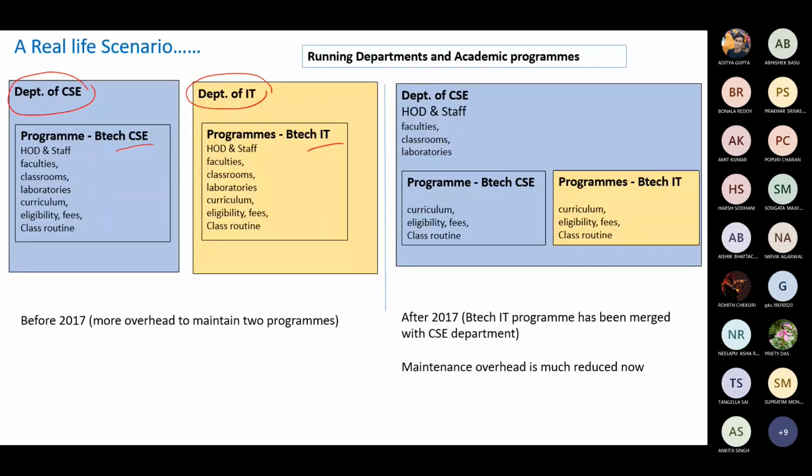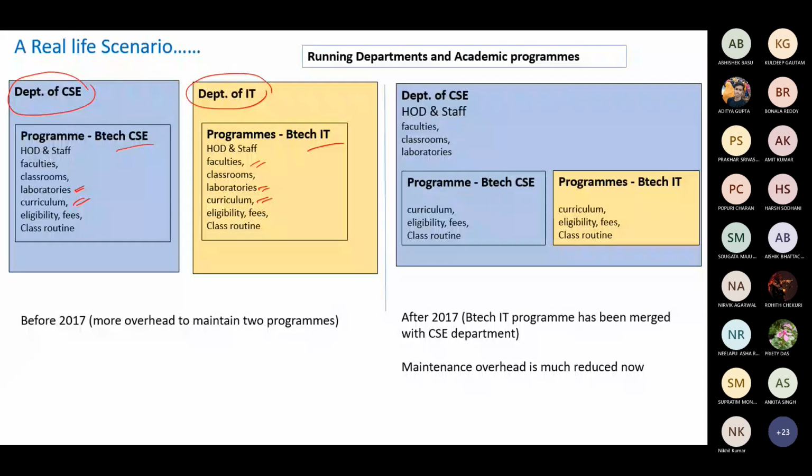It was running fine, but then what we found is that the laboratories, for example, are more or less the same, because there is a lot of overlap between BTech CSE and BTech IT. The faculties' expertise is also sometimes the same. The curriculum also has a huge overlap, but still, because of some reasons, the department of IT started in 2000 and the department of CSE started around 1990.